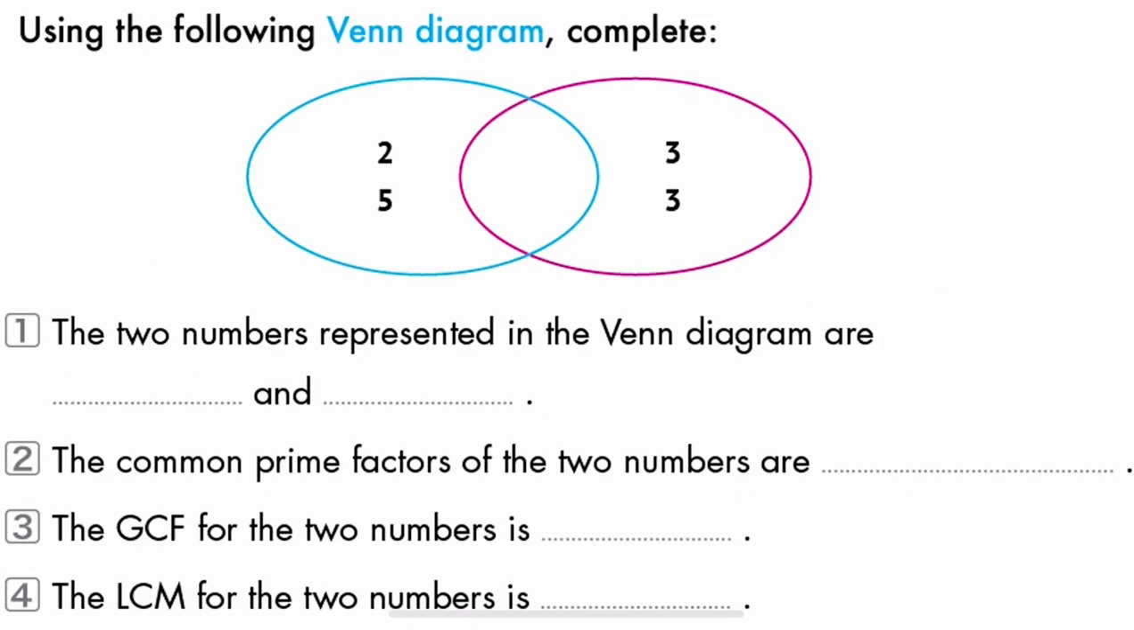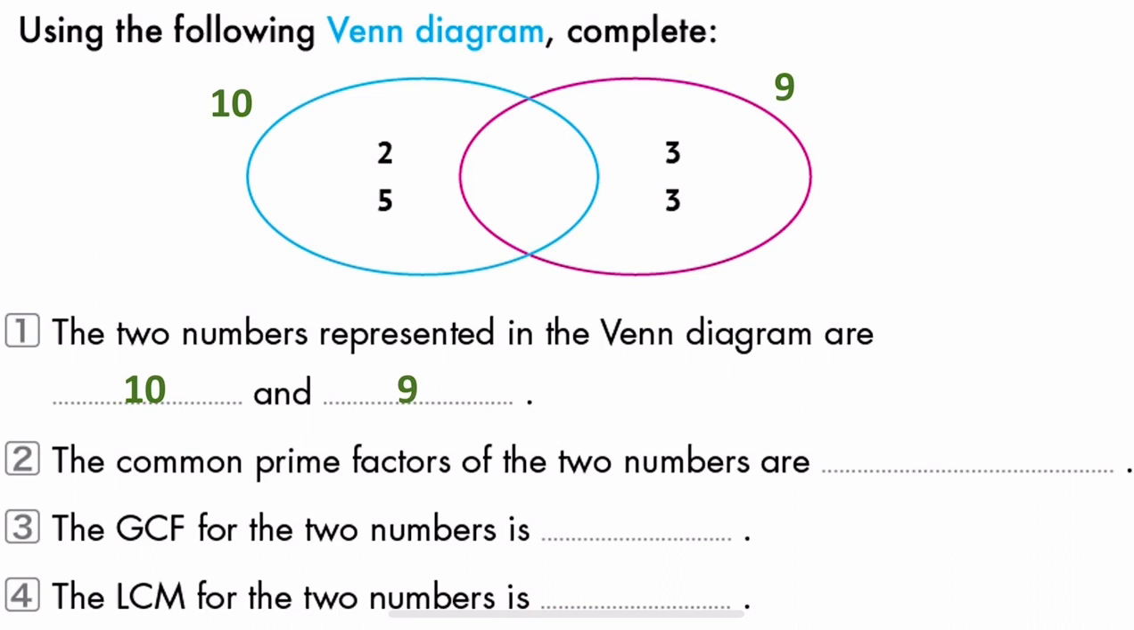We want to answer the following questions. The two numbers represented in the Venn diagram are what and what? The first oval shape, which is blue, has the numbers 2 and 5. So 2 times 5 is 10. The pink oval is 3 times 3, which is 9. So the two numbers represented are 10 and 9.